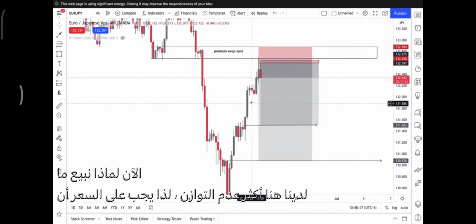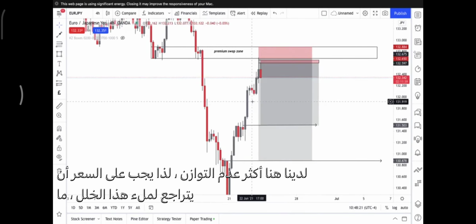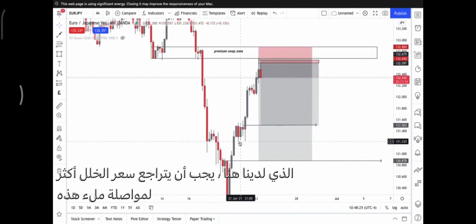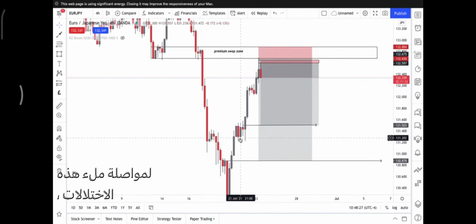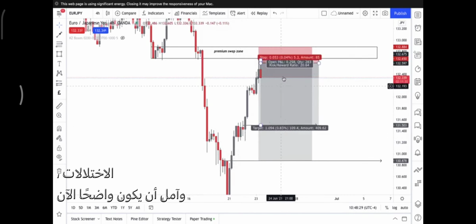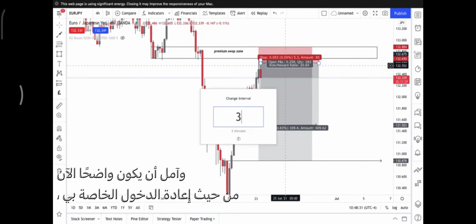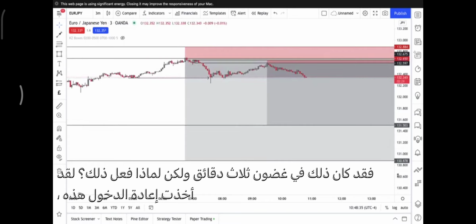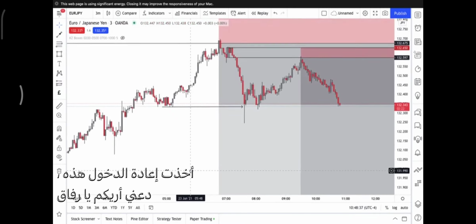Now why are we selling off? What do we have here? More imbalance. So price has to pull back, fill in this imbalance. What do we have here? More imbalance. Price has to pull back to continue filling in these imbalances. I hope it's straightforward. Now in terms of my re-entry, it was on the 3 minute. But why did I take this re-entry? Let me show you guys now.